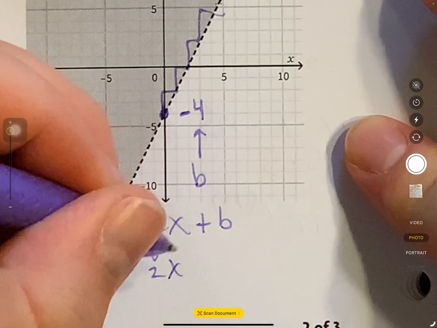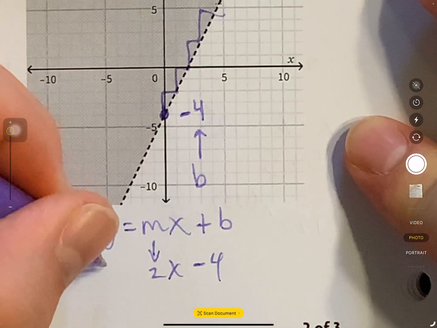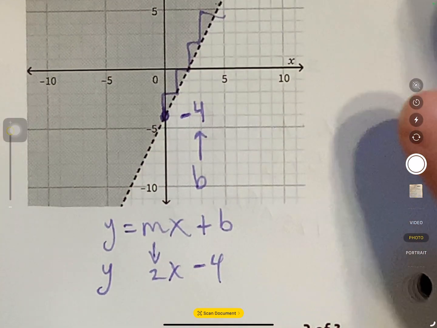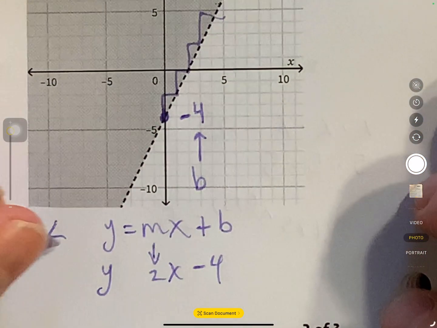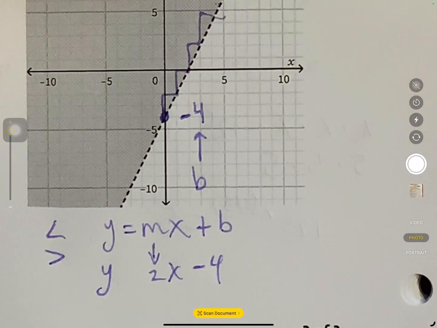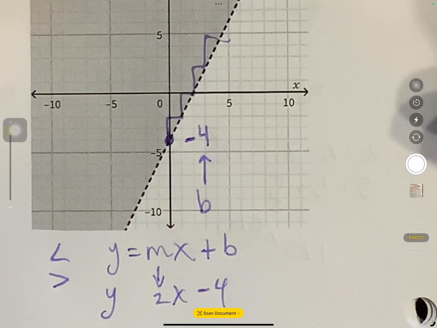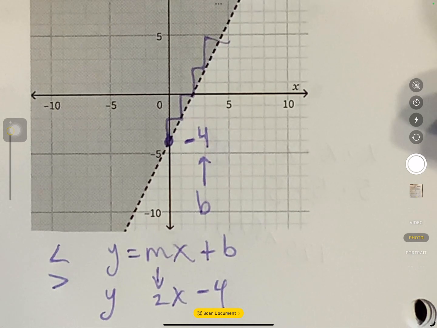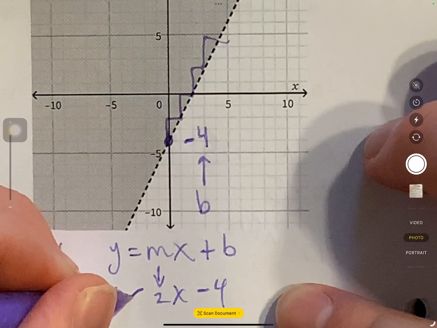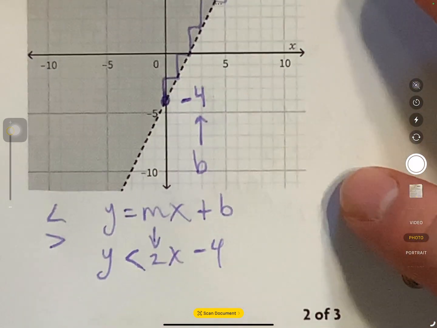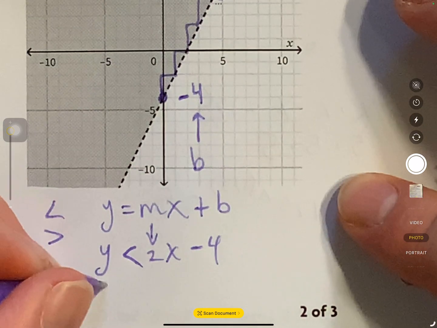And we have the x there. The b is -4. And we have our y. The only thing we don't have is, is this a less than or a greater than? We know it's a dotted line, so it's either less than or greater than. Let's pick one and then plug it in. Let's choose less than. Then let's see if we're correct. Let's plug in our zeros.